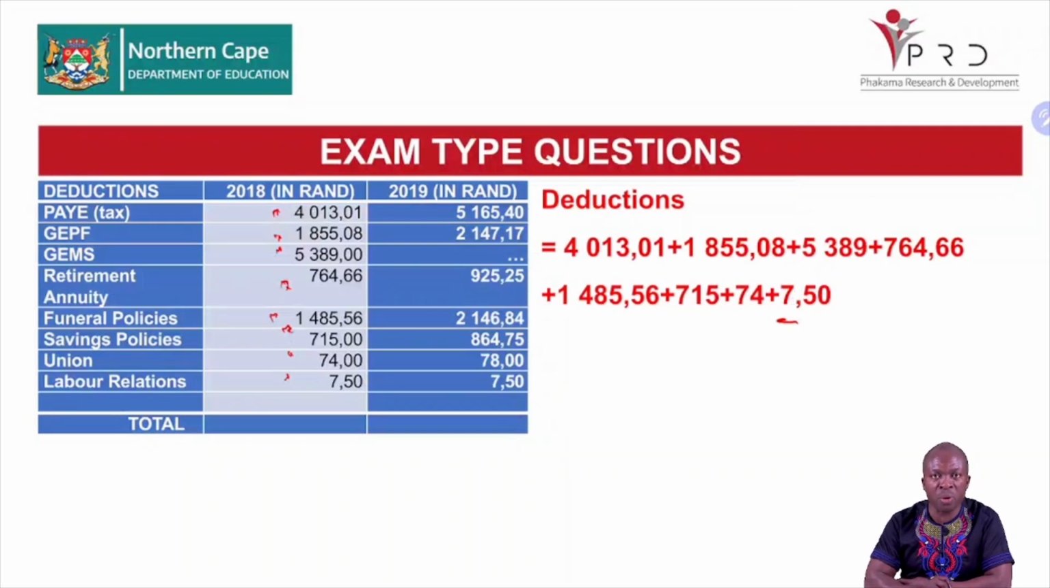So can you press for me quickly? Use your calculator. 4,013 and 1, 1,855.08, 5,389. I hope you are pressing for me. I have my own calculator here, but I want us to work together quickly. 5,389, 764.66, 1,485.56, 715, 74, and then 750. So we go quickly.